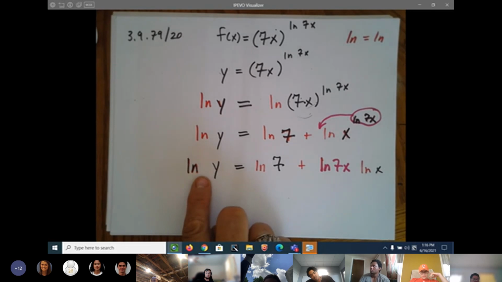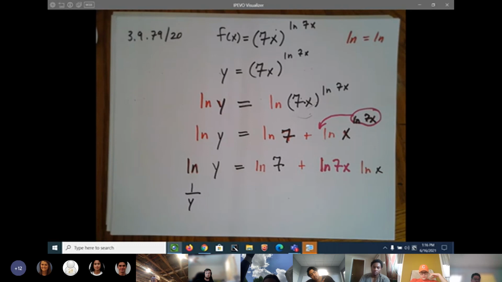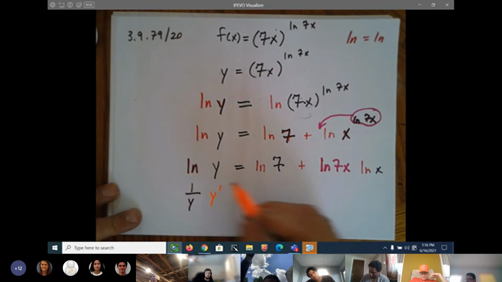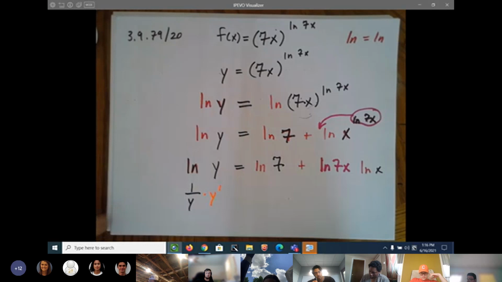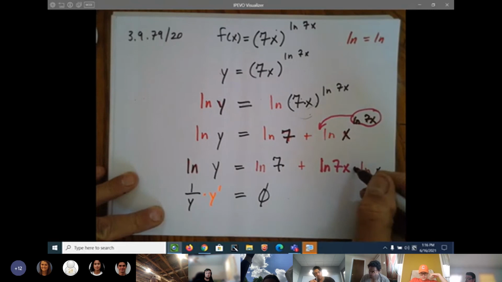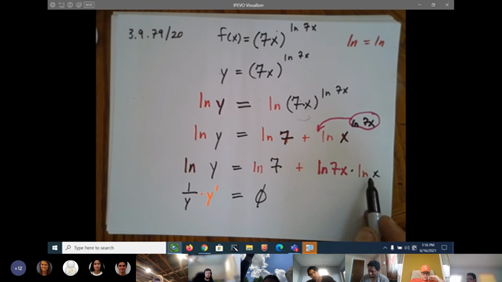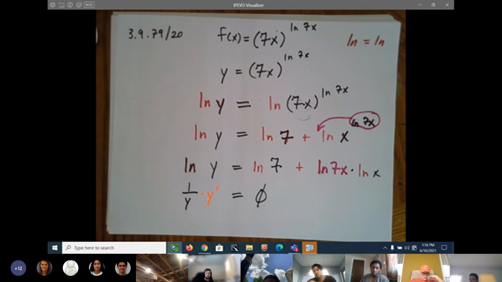So this is 1 over y, and this is where I'm going to stop. 1 over y times y prime is equal to 0, and then you got the product rule right here. First times the derivative of the second plus the second times the derivative of the first. All right? Finish it for homework.